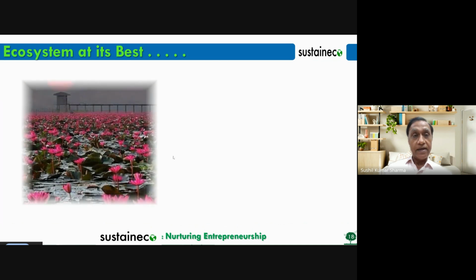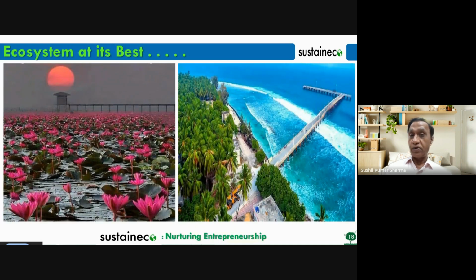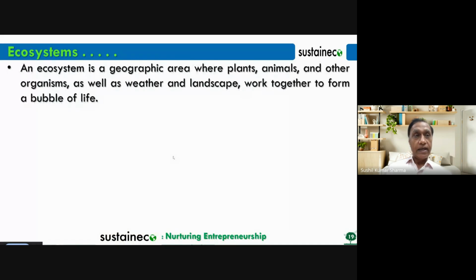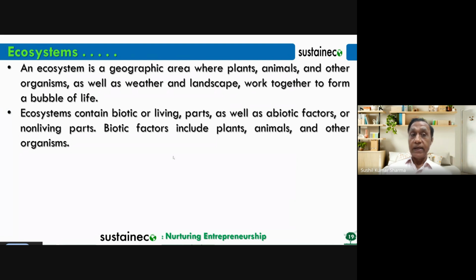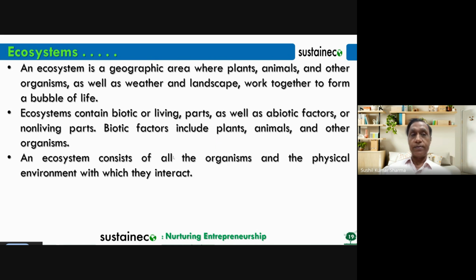Next, again, these are real scenarios from our own country, how beautifully they are representing the ecosystems. Going further, an ecosystem is a geographic area where plants, animals, and other organisms, as well as weather and landscape, work together to form a bubble of life. Ecosystems contain biotic or living parts as well as abiotic factors or non-living parts.